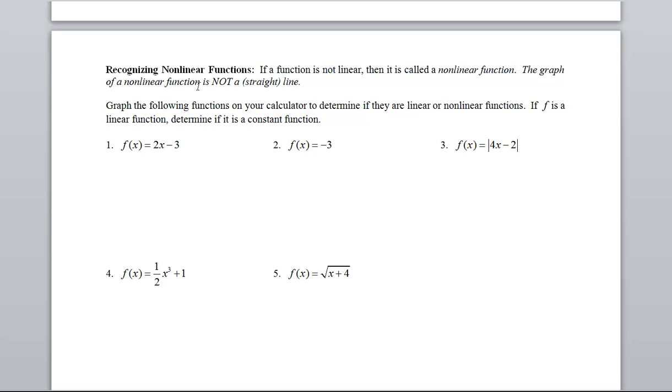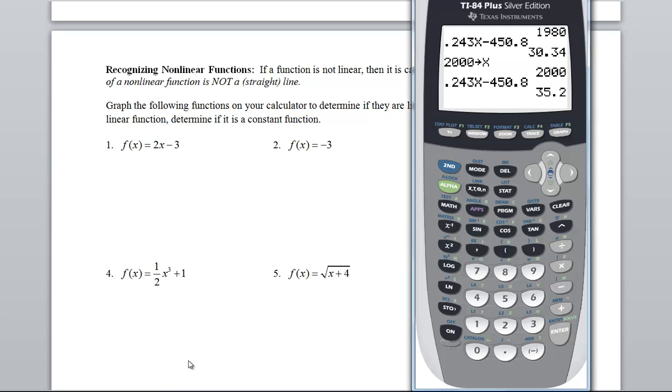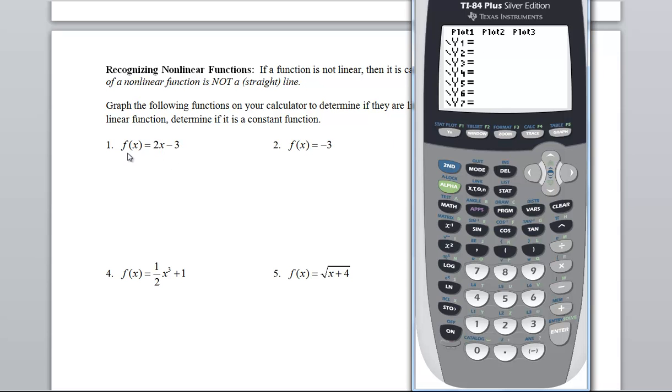The graph of a nonlinear function is not a straight line. So we're going to graph the following functions on your calculator to determine if they're linear or nonlinear. And if f is linear, we're going to determine if it is a constant function. So let me clear all that off. Let me go to y equals. Now remember, f of x and y are the same, so I've got y equals 2x minus 3. So this should be linear, because my x value is raised to the first power. Let's graph it. Slope is positive, which means it's increasing, so if you'll notice, it is straight. So this one's linear.